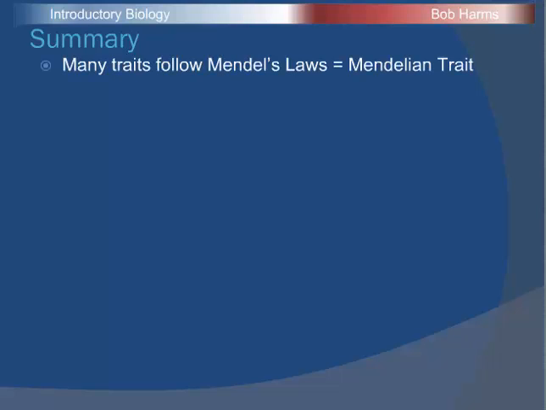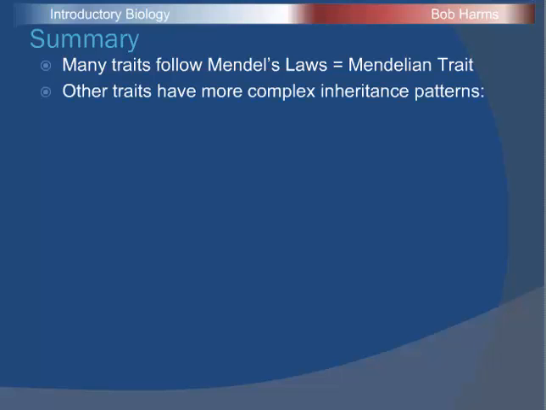In summary then, to wrap things up, we know that there are many, many traits that do follow Mendel's basic rules or laws, and we would call those Mendelian traits. But as we learn more about genetics, we find that other traits show a much more complex inheritance pattern. And some of the examples we looked at were incomplete dominance, where we have a blending of the phenotypes. Again, our red and white make pink.